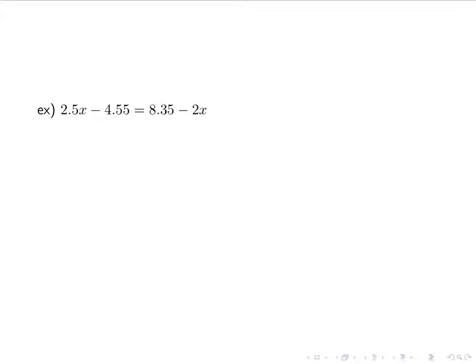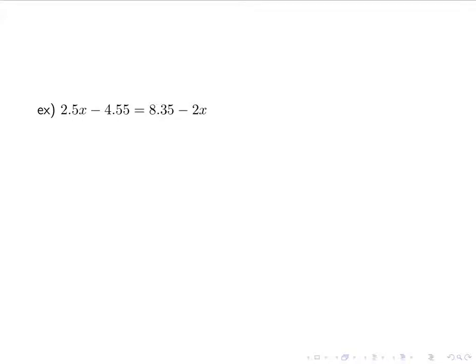How about one that doesn't actually look like fractions? 2.5x minus 4.55 equals 8.35 minus 2x. So I don't have any fractions here, but I'm still going to do the same type of situation to get rid of decimals. Right? Decimals I can write as fractions and vice versa.